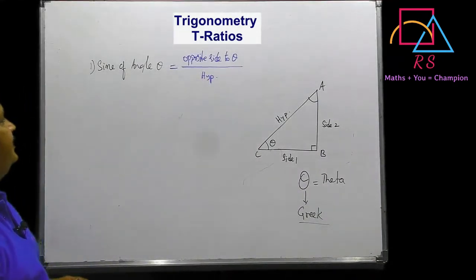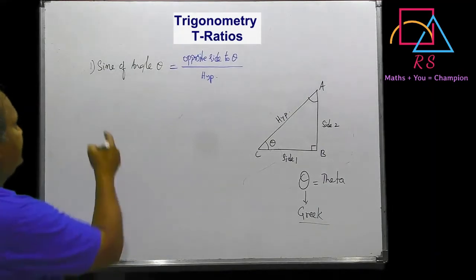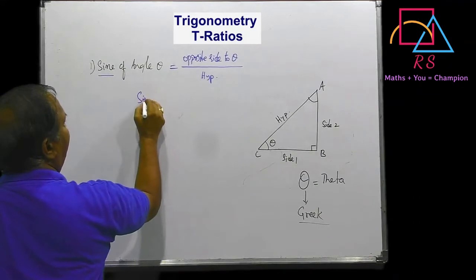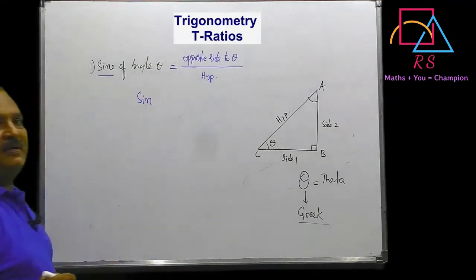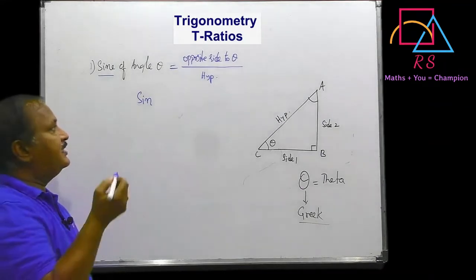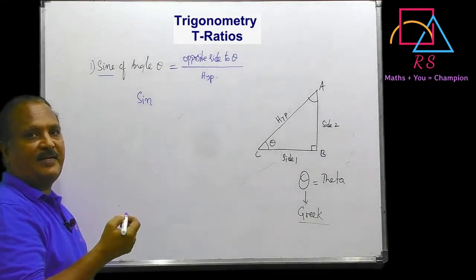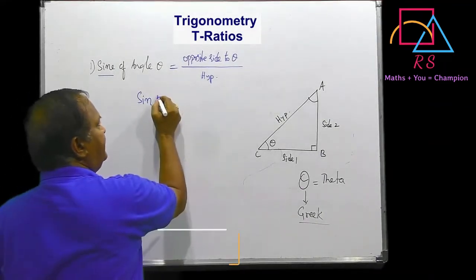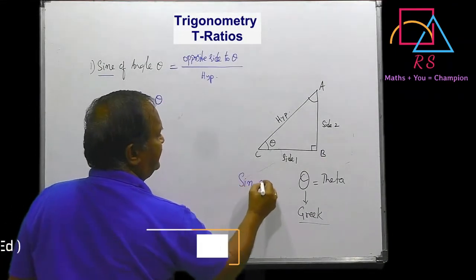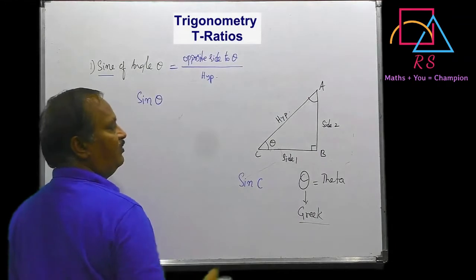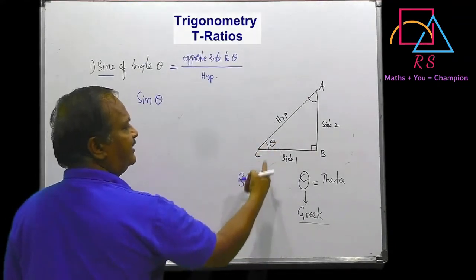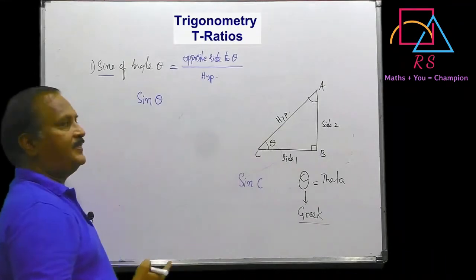Right. So now let us write this in short. Sine in short I will write sin. Some people will use sin, but I will use sine only. I will pronounce it like sine. So sine theta. You can write sine c also. Whatever symbol you are writing here, sine c and sine theta are the same.